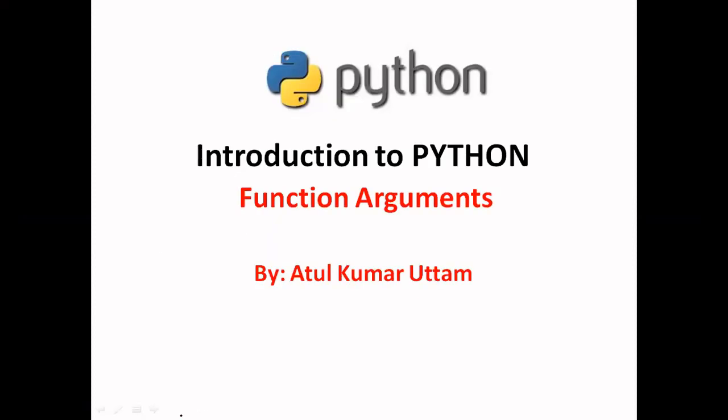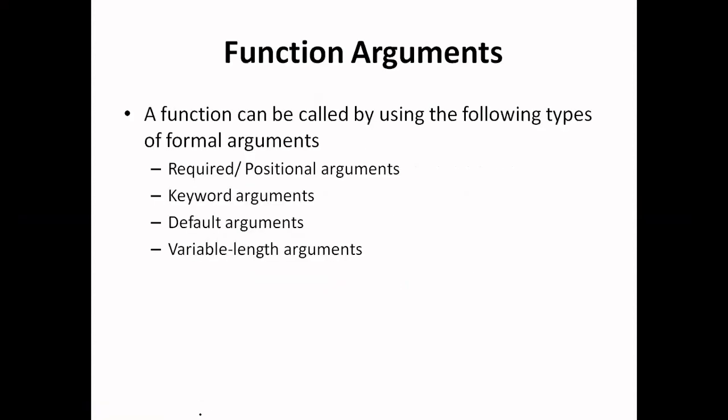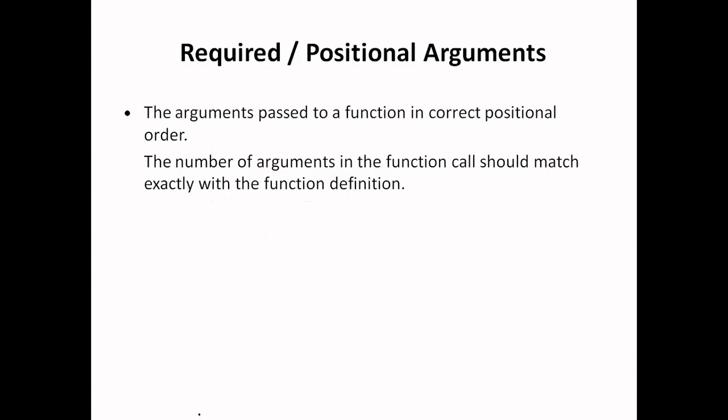Welcome to Introduction to Python, and in this lecture I am going to discuss function arguments. Basically in Python we have four kinds of arguments. That means we can call a function by passing four types of arguments. The first one is called required positional argument, the second one is keyword arguments, then we will see default arguments, and then the interesting one is the variable length arguments.